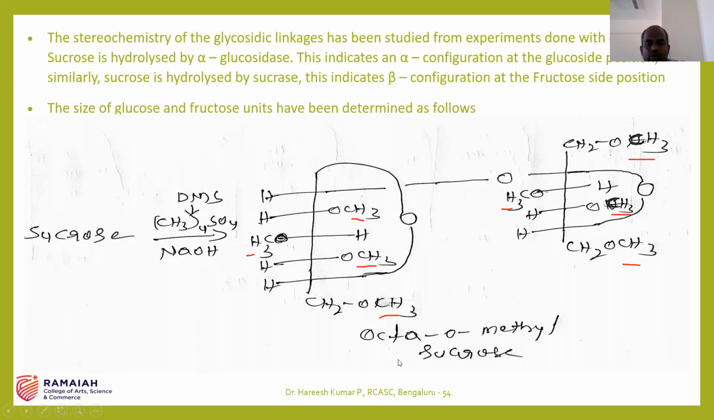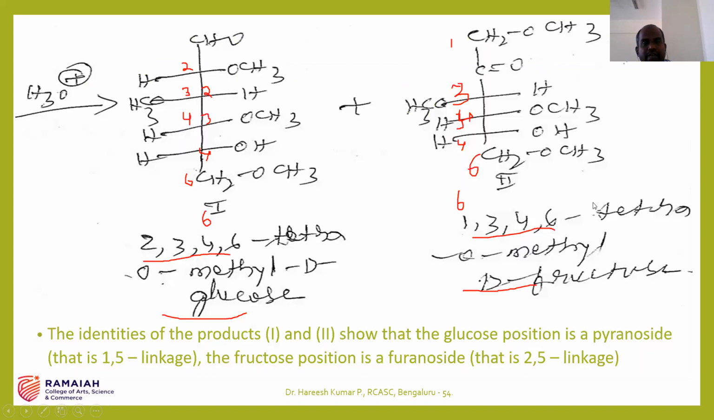The name of this compound is called octa-O-methyl sucrose. What does it indicate? It indicates that sucrose consumes 8 moles of dimethyl sulfate and is converted into octa-O-methyl sucrose. It indicates that sucrose contains 8 hydroxy groups. Those 8 hydroxy groups are converted into alkoxy groups. So that's what we can conclude in this slide. With this, we'll go to the next slide.